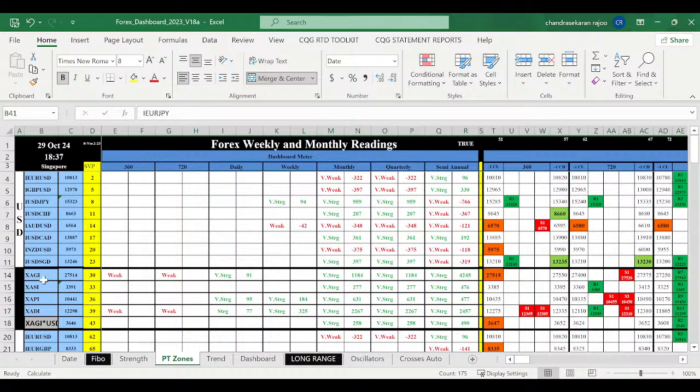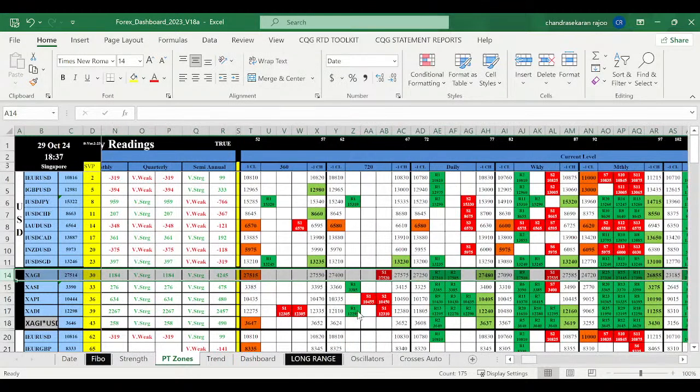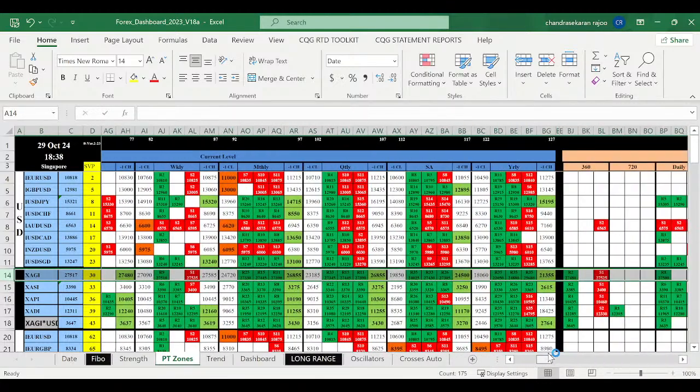Okay, we look into the PT zones. PT zones are telling you that the daily is strong. We have two strong buying forces. Weekly is also strong. With the weekly, we have one weak selling force and your 720 weak selling force. So that means we should be looking for an opportunity to go for a buy.